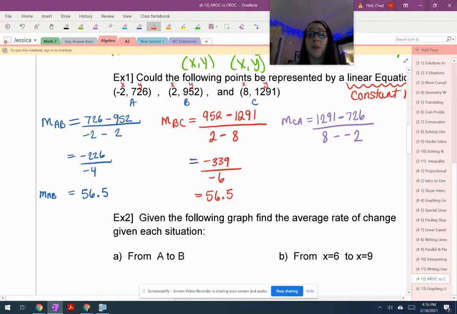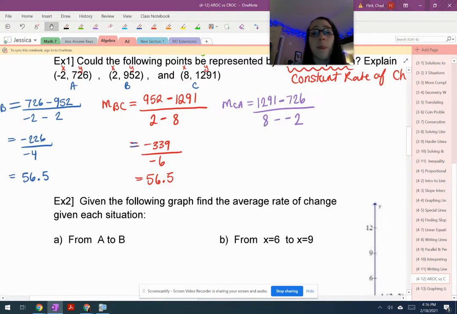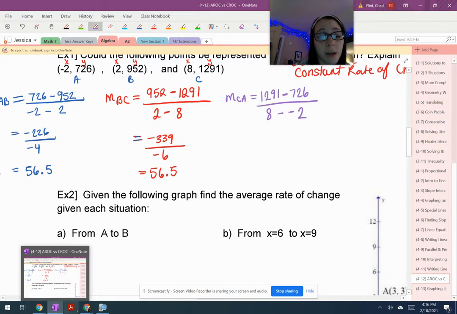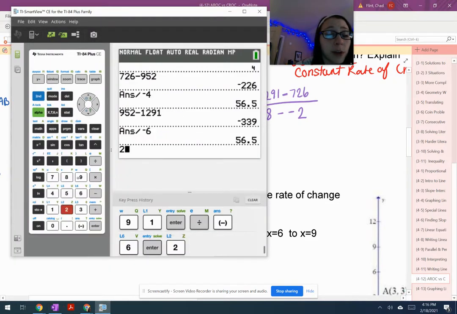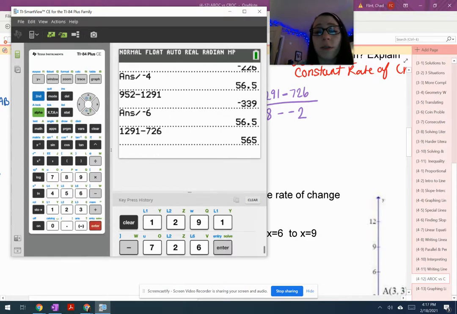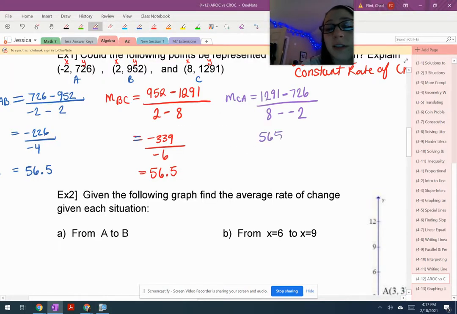So now at this point, you might be thinking, well, we don't even need to try the problem. But yes, you do. It could be that the slope between those 2 points is equal, but not between this one. You have to check them all just to be sure. So 1291 minus 726 is equal to 565. There he is. Hi, Bubs. How are you? 8 minus -2 is a +10. Divide that, and you get the 56.5.